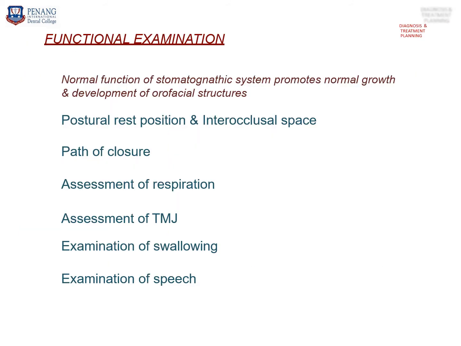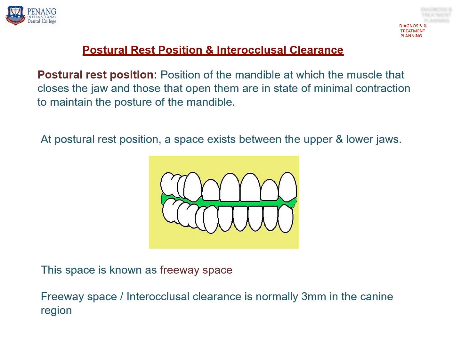Now functional examination. There are a few topics that come under that. The first is postural rest position, which is also called the freeway space. Basically, the freeway space is the distance between your upper and lower teeth when the patient is at rest, when he closes the mandible. It is also called interocclusal clearance. You can achieve this position when you repeat the word Mississippi.